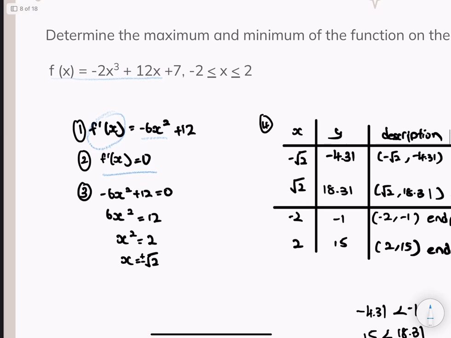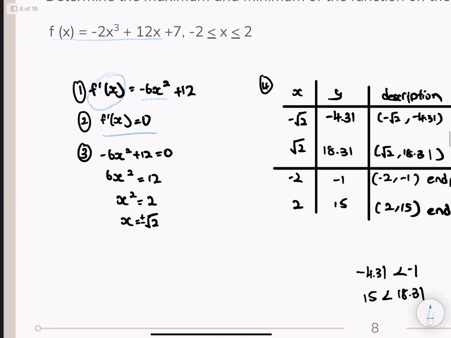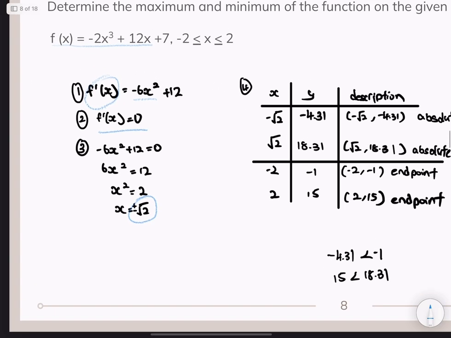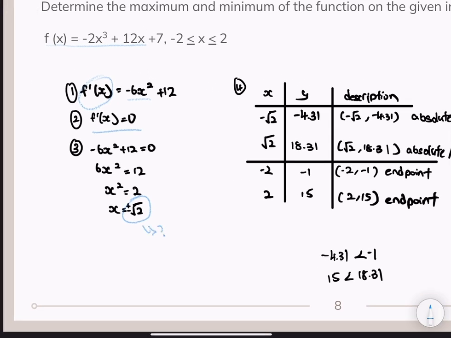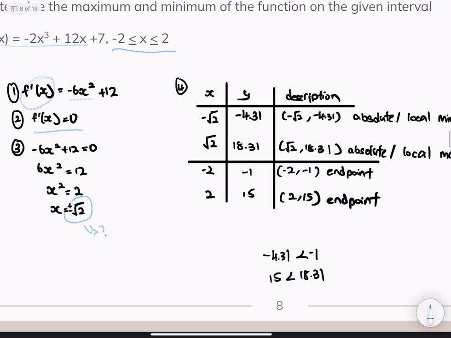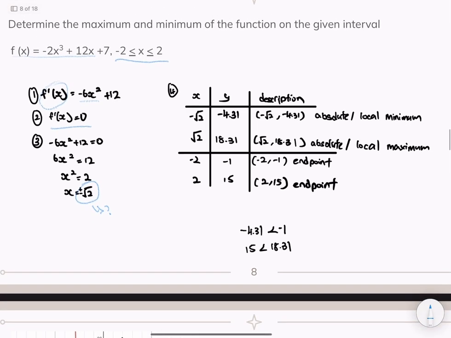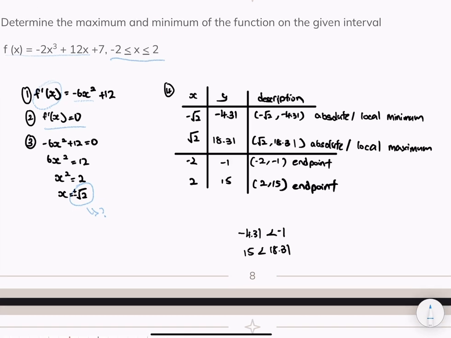When the derivative is equal to 0, we get x equal to positive and negative square root 2. After that, we need to check whether the x values are in the interval. If yes, we can move to the next step, which is to make a table. Then we put all the values into the original function.